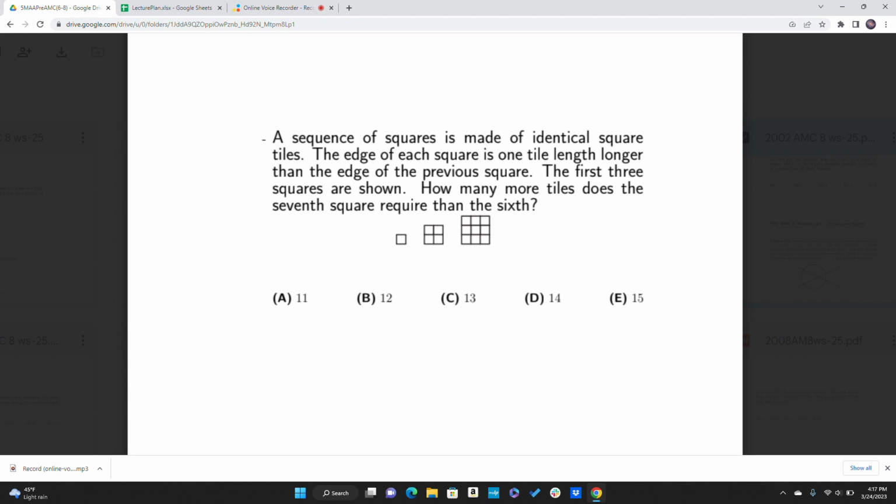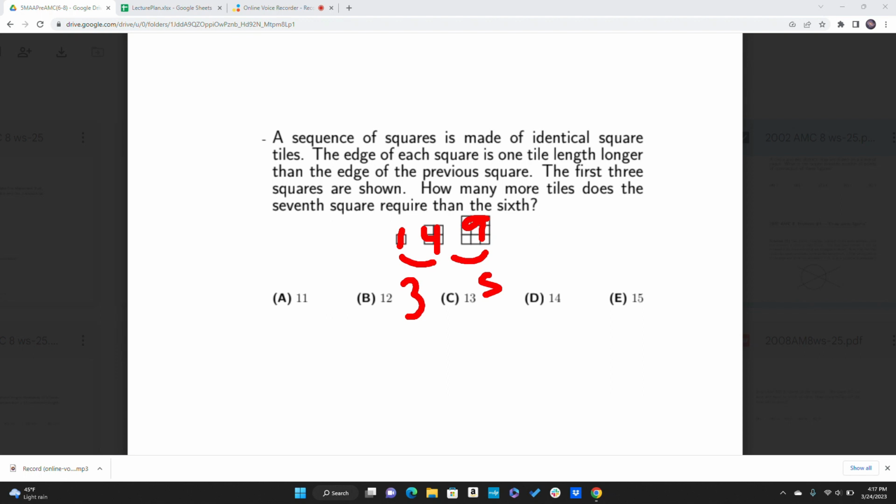Our first square has 1 square tile. Our next one has 4. And then after that, we have 9. Right? So how much are we increasing by every time? So first we're increasing by 3. Then we're increasing by 5. Okay. How would we continue on?